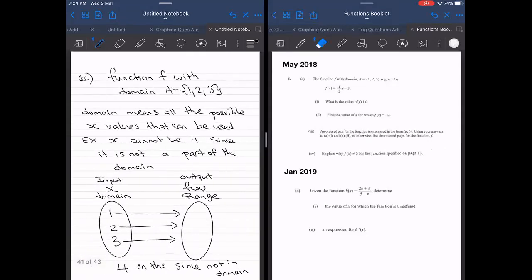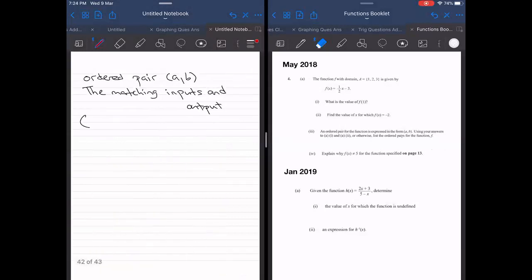So based on what we have here, we know that the inputs are 1, 2, and 3. So that's why I have 1, 2, and 3. I'll give you some time to write, guys. Just focus a little bit, right? So it's 1 and something, it's 2 and something, and it's 3 and something. So we know that these are the inputs, but we need to know the outputs.